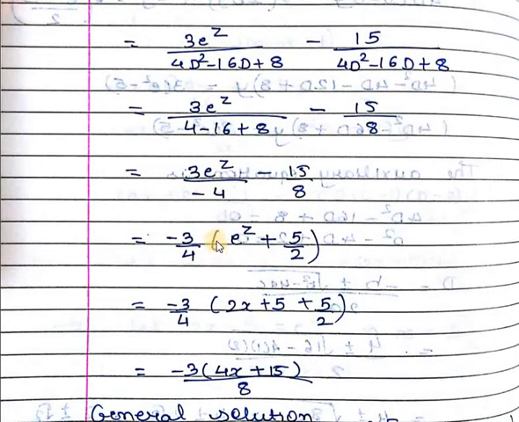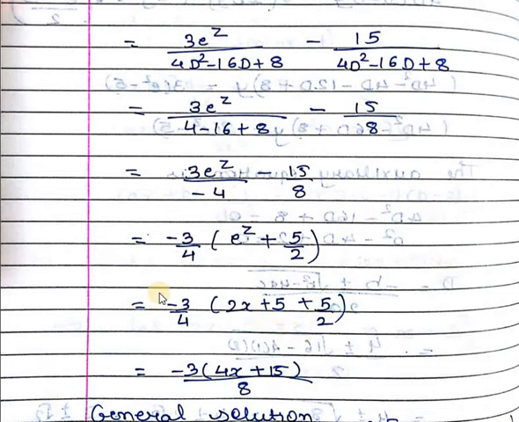Now taking −3/4 common from these two terms, it will be −3/4 in bracket e^z + 5/2. Now our final answer should be in the form of x, therefore replacing e^z by 2x + 5, it will be −3/4 in bracket (2x + 5 + 5/2).